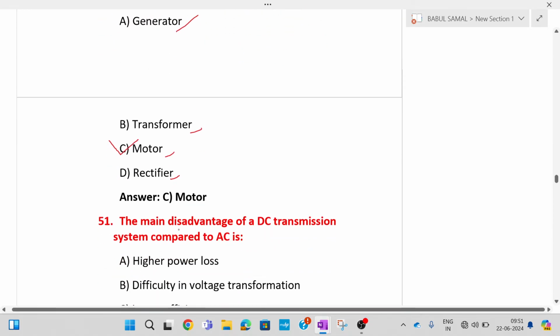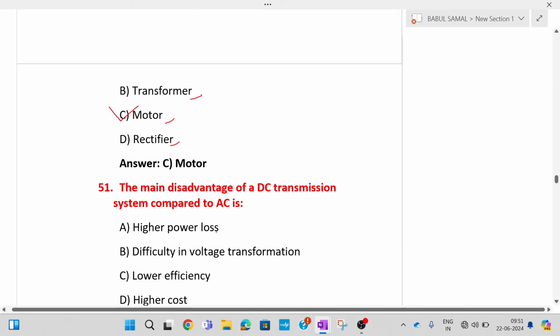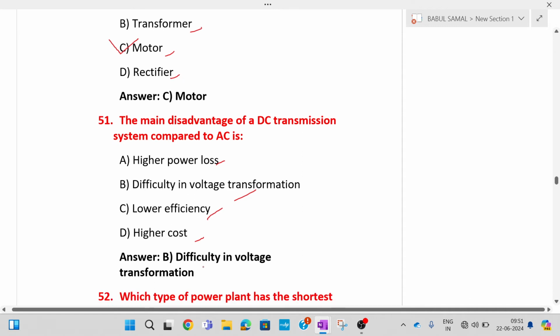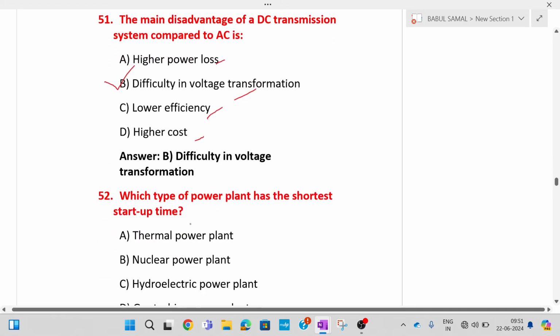Next question, the main disadvantage of DC transmission system compared to AC. Options are higher power loss, difficulty in voltage transformations, lower efficiency, higher cost. So the correct option for this question is difficulty in voltage transformations. Next question, which type of power plant has the shortest startup time?